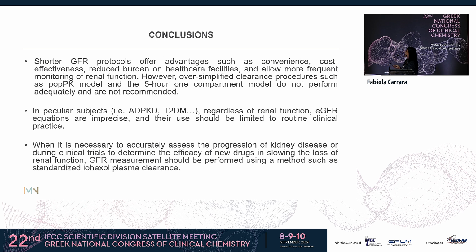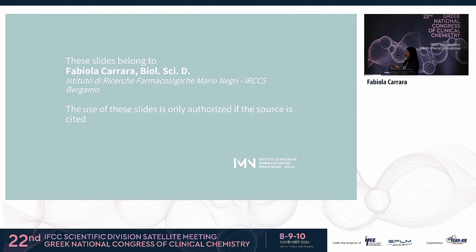And when necessary, for instance, to determine the efficacy of new drugs in slowing the loss of renal function, GFR determination should be performed using a method such as standardized iohexol plasma clearance. Thank you for your attention.